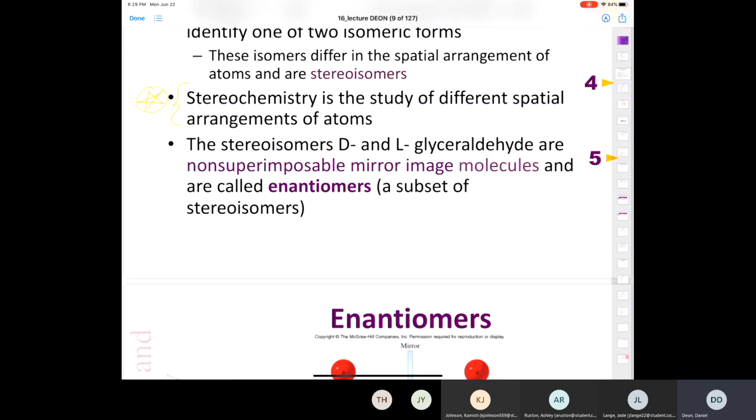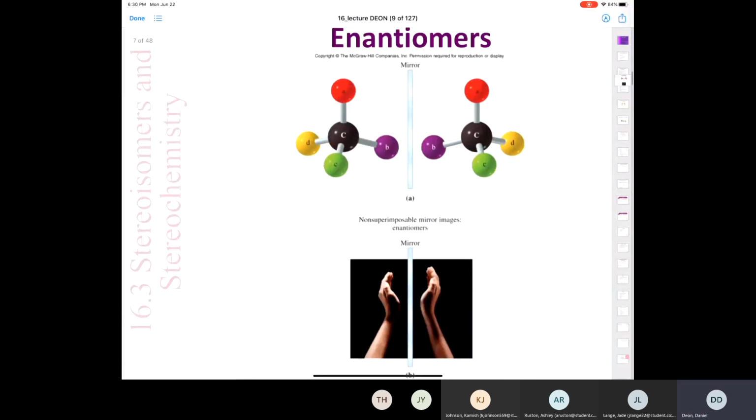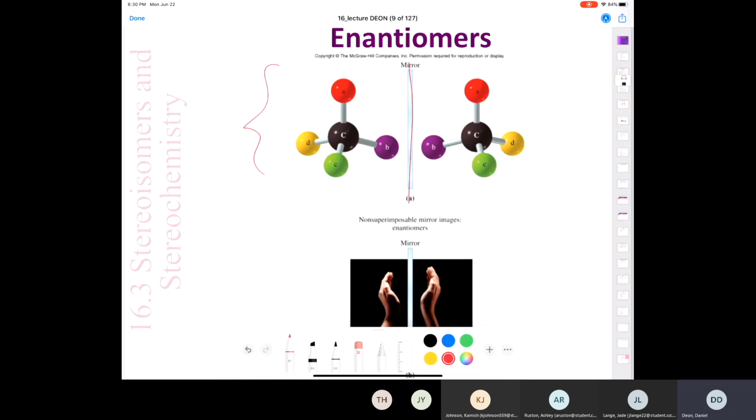And if you're thinking, well, come on, if I reflect something in the mirror, isn't it superimposable? No, absolutely not. Let me prove it to you. If you take a look at these two molecules shown here at the top, these are mirror images of each other, right? There's a reflection right down the middle. But if you try to take this molecule and put it on top of this one, you'll never be able to align all of the atoms.